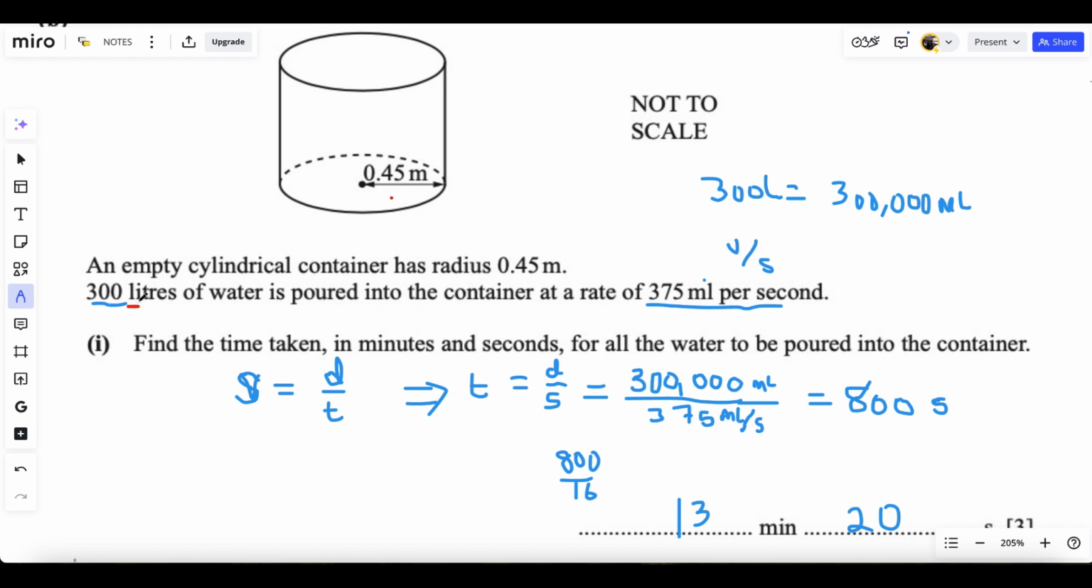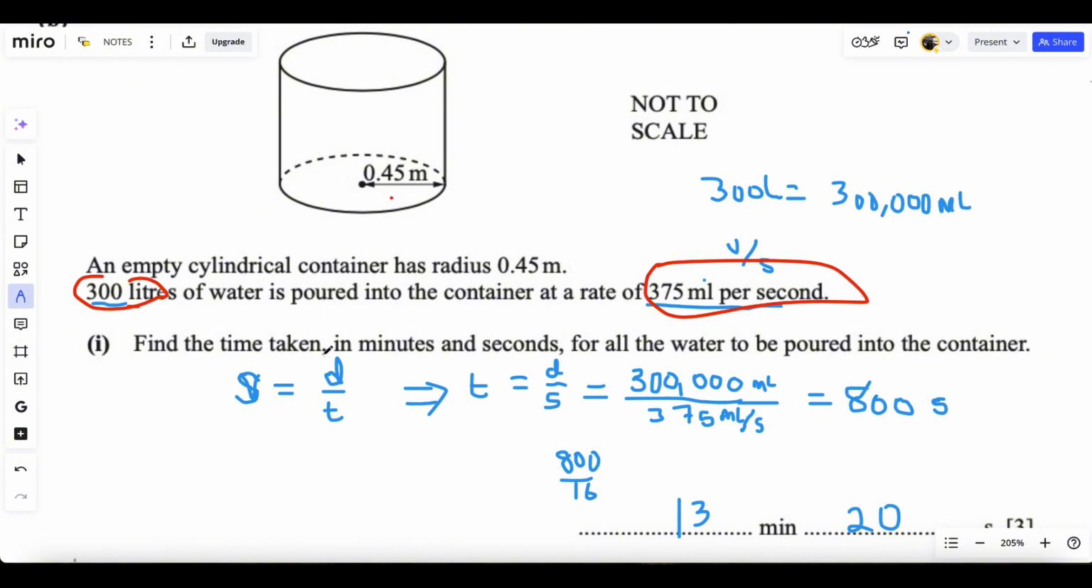So, I have to convert this liter to milliliter to be 300,000, because I will multiply here by 1,000, to make them same. This is 375 milliliter per second. This is like the speed of pouring the water. This is the volume of the water. So find the time taken in minutes and seconds for all the water to be poured into the container.